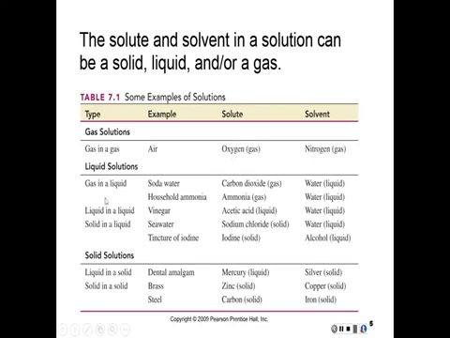Now, liquid solutions, we can have a gas and a liquid like soda water or household ammonia, and again, the water is going to be the solvent. A liquid in a liquid would be like vinegar. Acetic acid is the acid in vinegar, and that's a liquid by itself, and so vinegar is normally a 5% solution, which means only 5 grams of acetic acid and 95 grams of water.